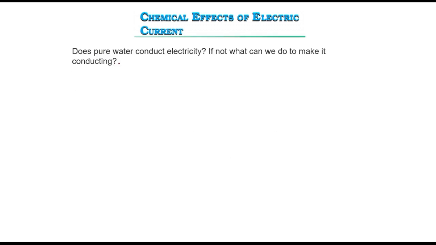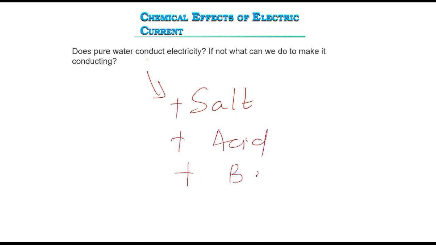Next, does pure water conduct electricity? If not, what can we do to make it conducting? Very simple. We have already discussed. We have to add to the water either a salt, or an acid, or a base. If you add any of these to water, then the water becomes a conductor of electricity.